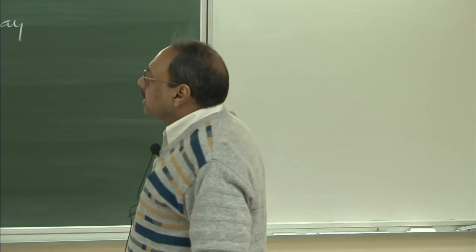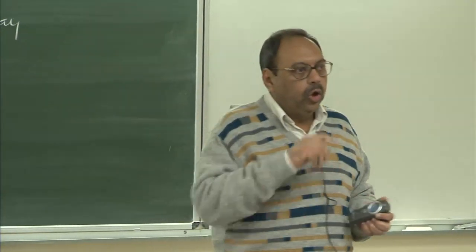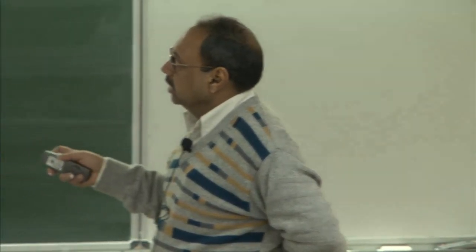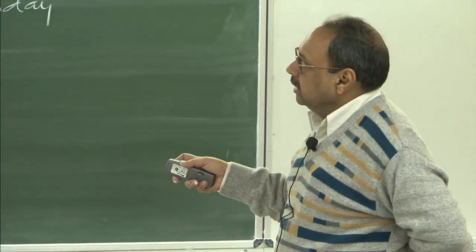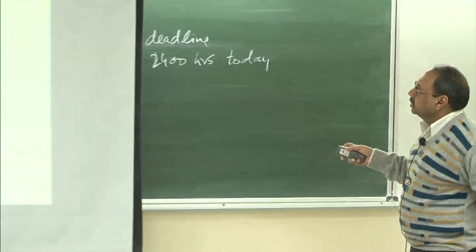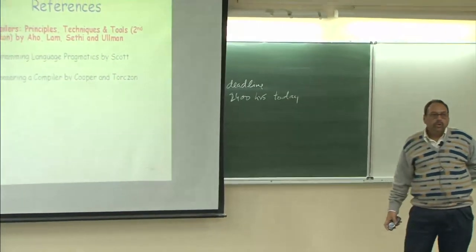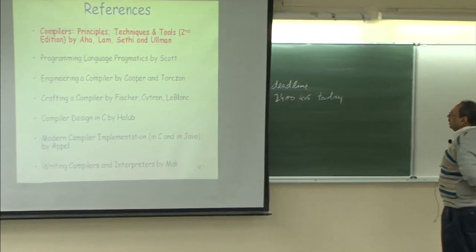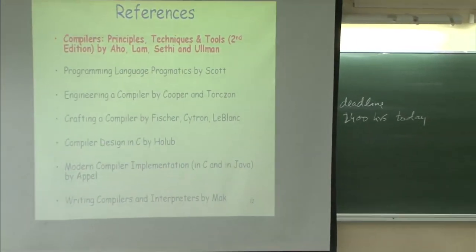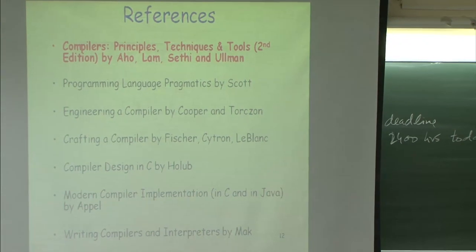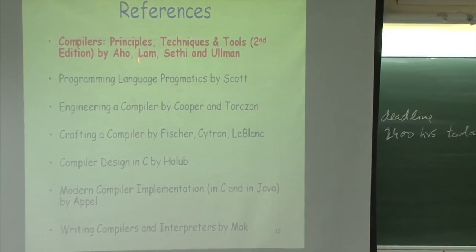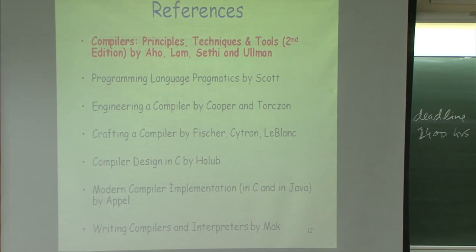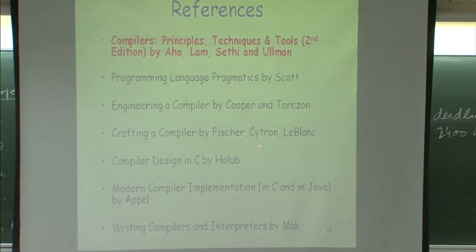But I have also listed a lot of other books, of which at least the first two I also sort of use for taking some materials. So, as I said, this remains the base text. Then some material will also be taken from here, which is a book by Scott and a book by Cooper. And the rest of the books I have listed are good references for compilers, but mostly I will not use them. So as I said, first one and to some extent number two and three. But it is good to know that there are other books.